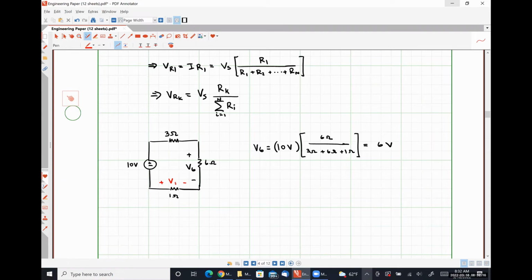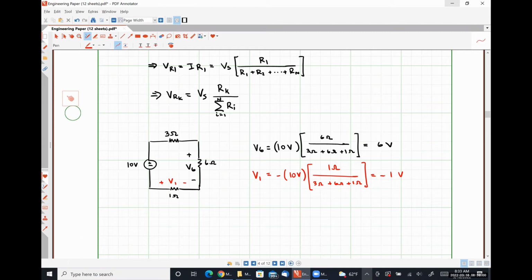We're trying to solve for V1. Okay, so if we literally just apply our rules here, V1 is equal to 10 volts times 1 ohm over 3 ohms plus 6 ohms plus 1 ohm, which would give us 1 volt. The problem here is that we are looking for the voltage with the opposite polarity. So what do we do to change the polarity? Multiply by -1, okay?